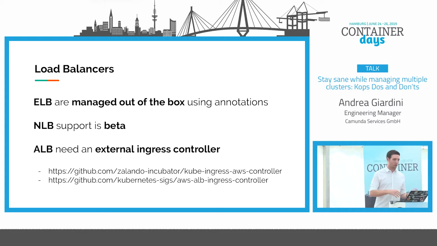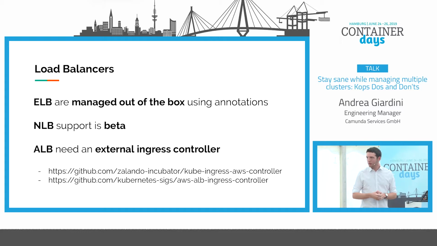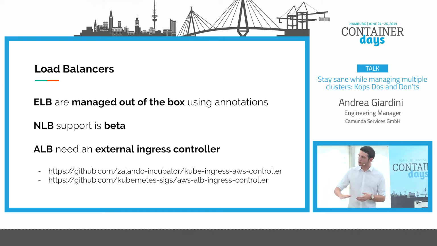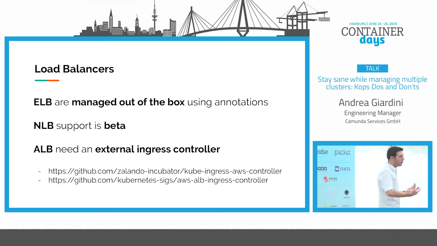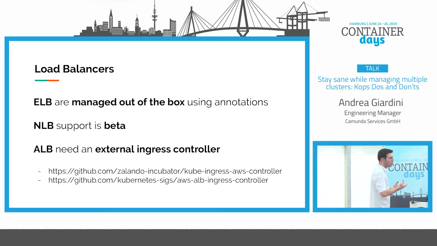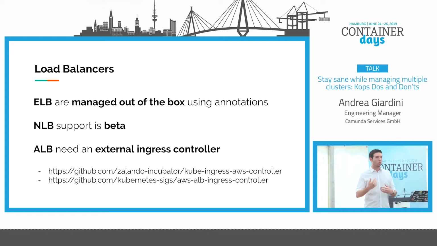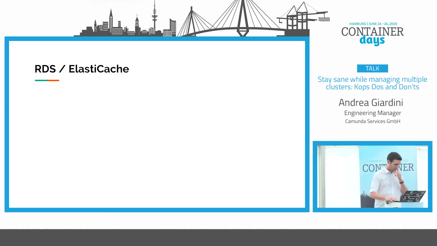NLB, they need an external ingress controller. So here in the slide, I put 2 of them. You can check them out. We have been using for a while the Zalando one. So it's the first link. It works really well. Basically, you will have a controller running on your Kubernetes cluster. And this controller will create for you additional resources, like in this case, ALB, so Application Load Balancer.